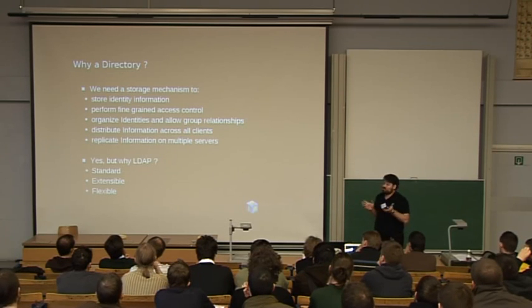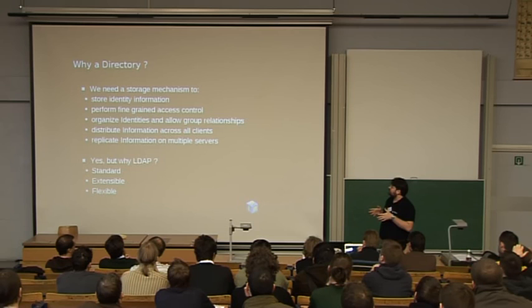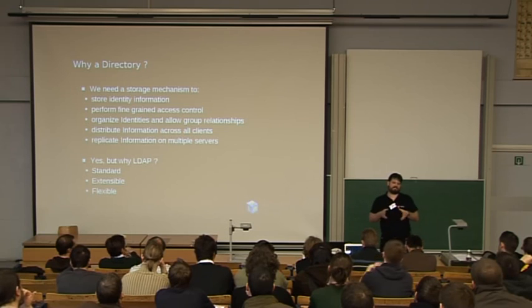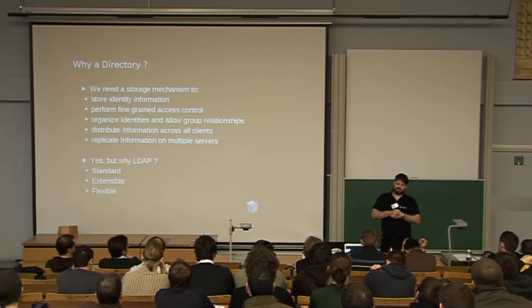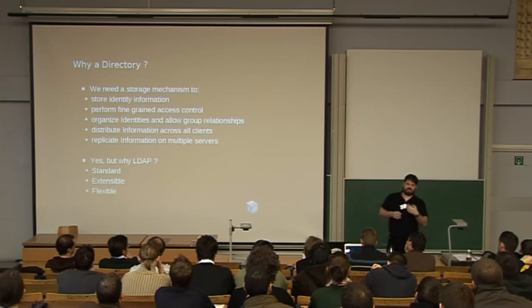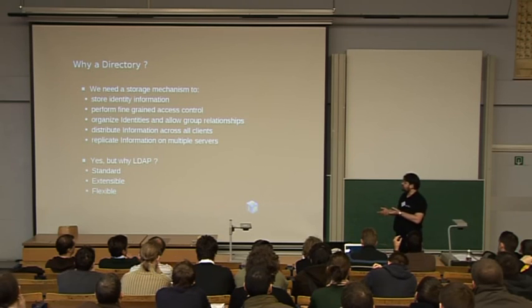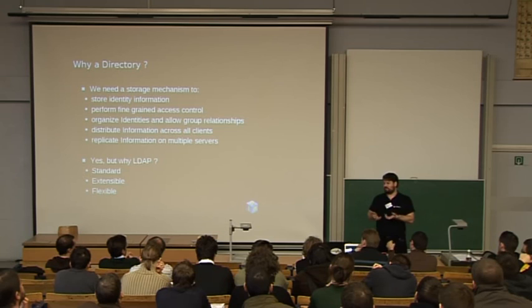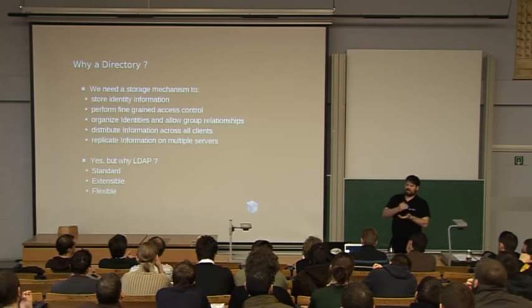So we need a storage mechanism to keep data entities. These storage mechanisms need to be able to perform fine-grained access control. And why is that? If you look at the classic Unix or Linux authentication methods, you see that the data storage in the very basic configuration is the etc passwd file and etc shadow file, for example. So we have actually, even on a single client, two places where you have some information. And the reason is that the original mechanism, the etc passwd, was not able to have fine-grained access control on each and every field of the file.